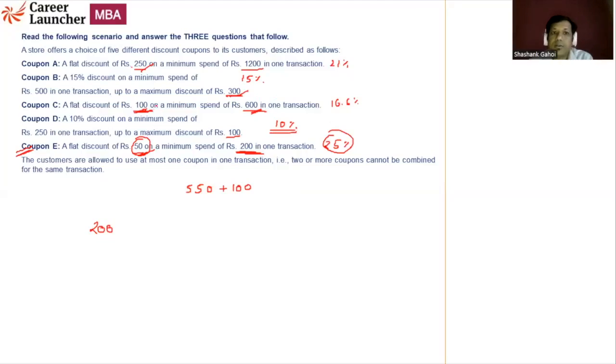Now, a flat discount of 100 at a transaction of 600. So the amount I'm going to spend for coupon C is going to be 600 only. Then here I have a 15% discount at the transaction of 500. So I'm just going to spend 500, because anyhow I'm going to get 15% only. And here I'm going to spend 250 at 1200. So the total amount spent is going to be 2500, and in 2500 rupees, I cannot optimize the discount anymore.